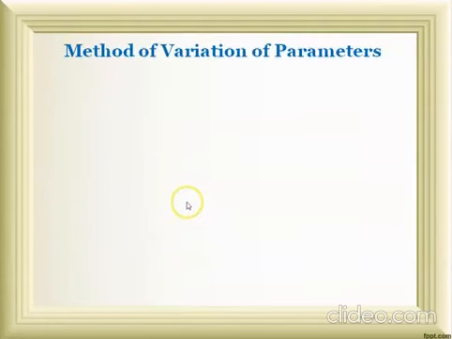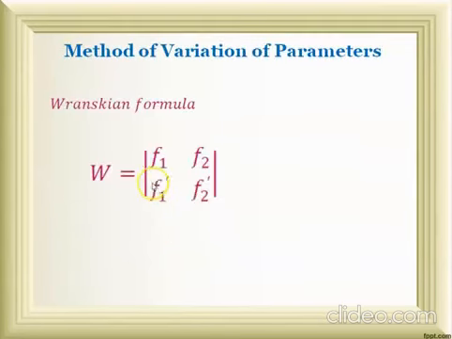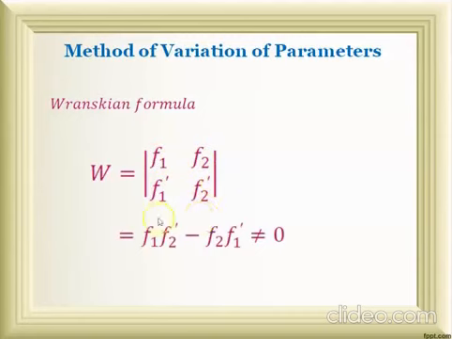Before we move on, we need to know what the Wronskian is. The notation is capital W, which is equal to the determinant of f1, f2, and in the second row the corresponding derivatives, since we have only two functions here. After solving this determinant, I will get f1 f2 dash minus f2 into f1 dash. This must be a non-zero value. Only then can we find p and q.